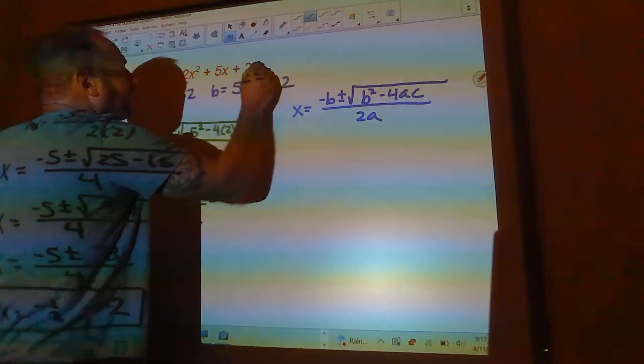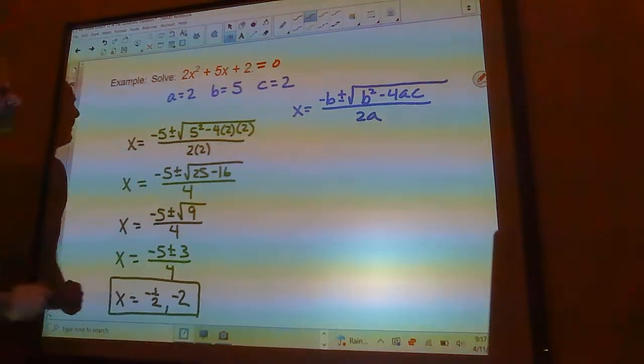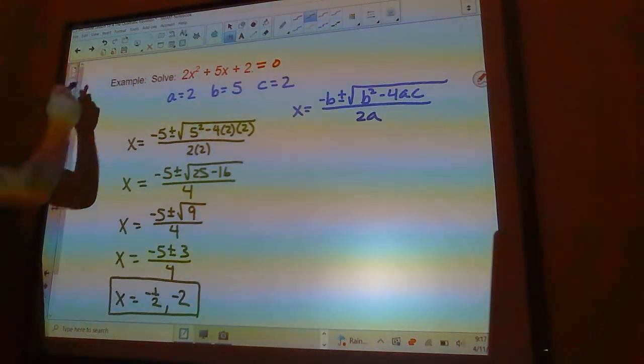By the way, this should say equals 0. Okay, so hopefully that's what you got for your answer.